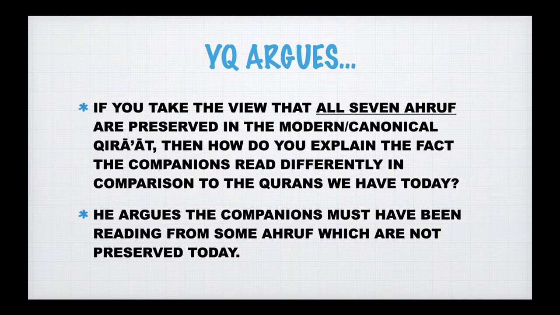I don't know. So Yasir Qadhi, again, is arguing that if you take the position that all 7 ahruf are preserved in the canonical modern qira'at that we have, he's asking, well, how do you explain the fact that the companions read differently compared to what we have today in today's Quran? So he's arguing that the companions must have been reading, not from a Muslim perspective obviously, from some ahruf which are not preserved today.